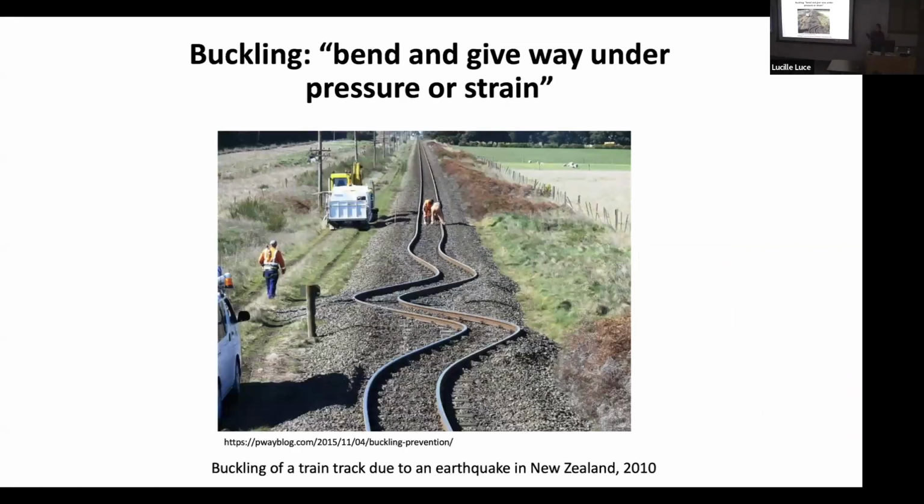So we thought about buckling, mechanical buckling. Buckling is bending or giving way under pressure or strain, and that's how you might get curved surface, right? So here's a train track that buckled due to an earthquake in New Zealand.